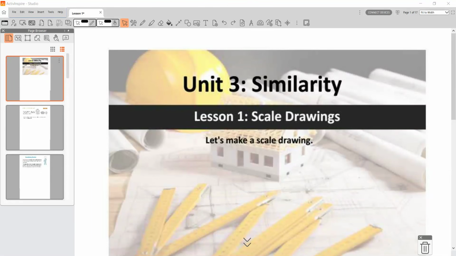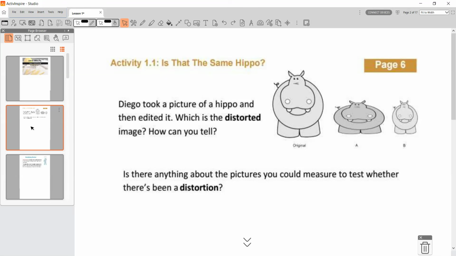In this video, we're going to look at Unit 3, Lesson 1, which is about scale drawings. For Activity 1, we see a picture of 3 hippos, and Diego took a picture of the hippo and then he edited it. And then we want you to figure out which one is the distorted image.